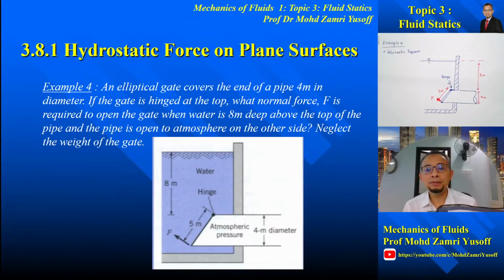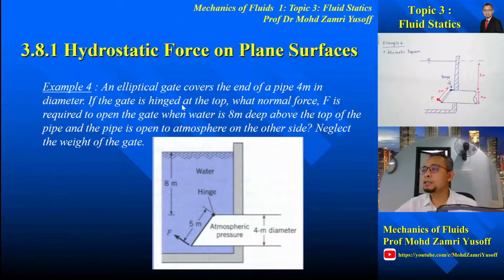Bismillahirrahmanirrahim. So now let's look at example number 4. The question says that an elliptical gate covers the end of a pipe 4 meter in diameter. So this is a pipe 4 meter in diameter, and then at the end there is an elliptical gate. Basically, if we slice a pipe at an angle, it will create an ellipse.